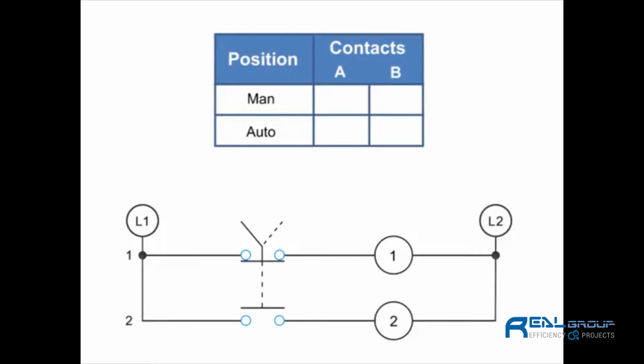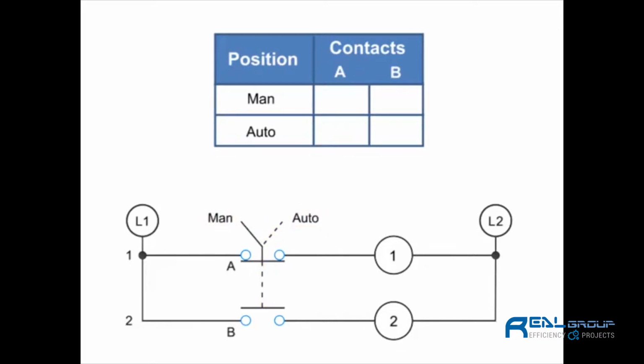This truth table illustrates the manual or automatic contact positions of a 2 contact selector switch. Each contact on the line diagram is marked A or B. The positions of the selector switch are marked MAN for manual or Auto for automatic.